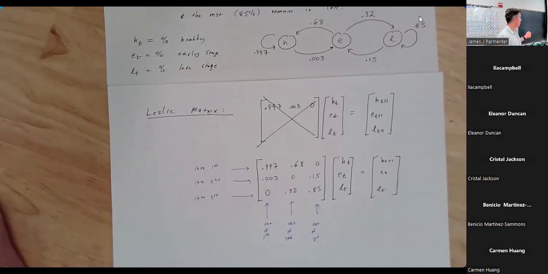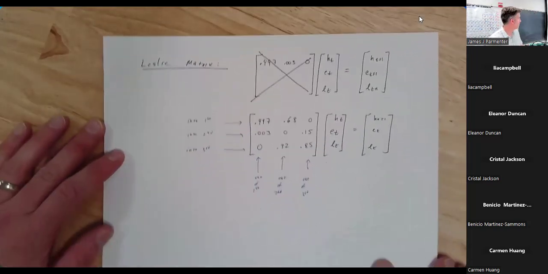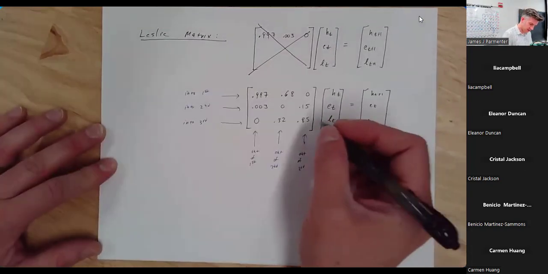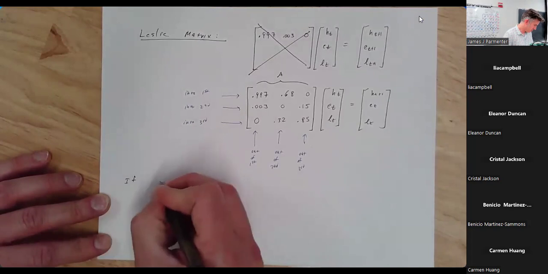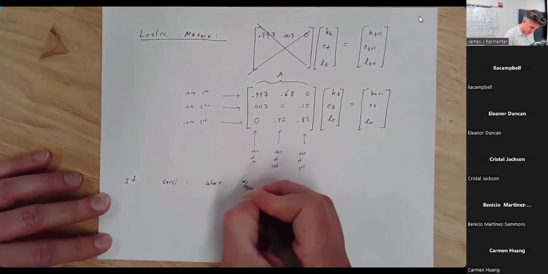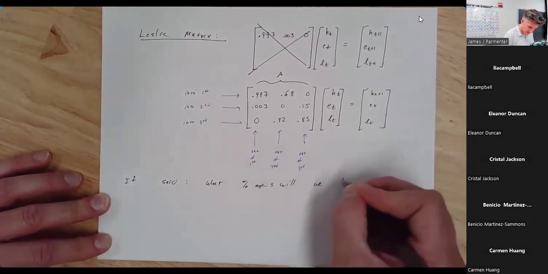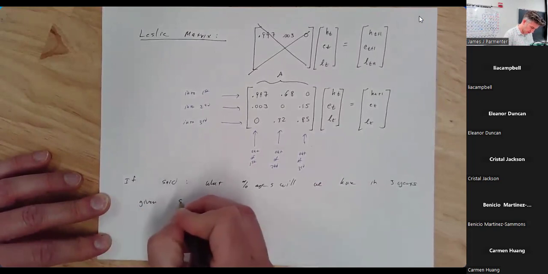Then you could ask a question like, what percentage of people are going to be healthy, early, late in 2 or 3 iterations, which just means you're doing multiple matrix multiplication. Now, if we call this matrix, let's say this is A, if we said, what percentages will we have in 3 years, given some initial values?